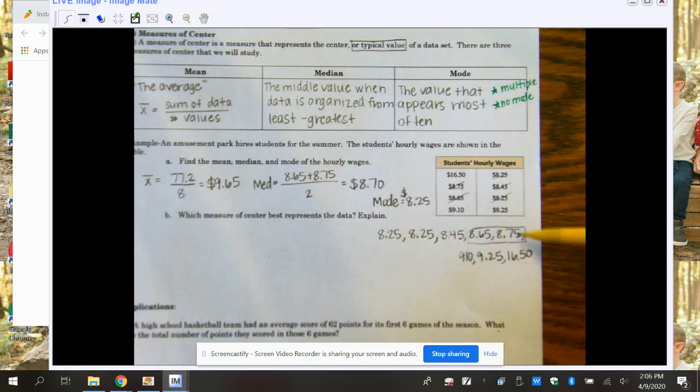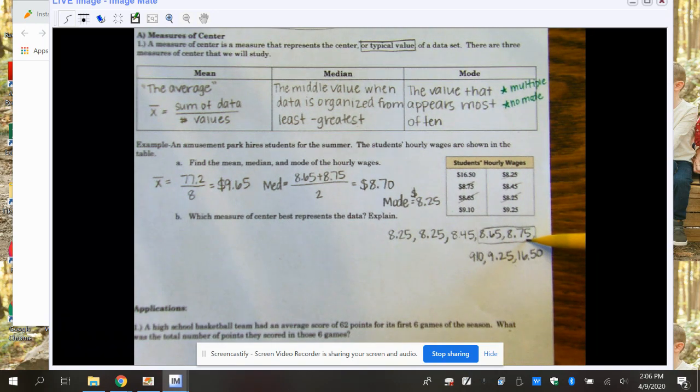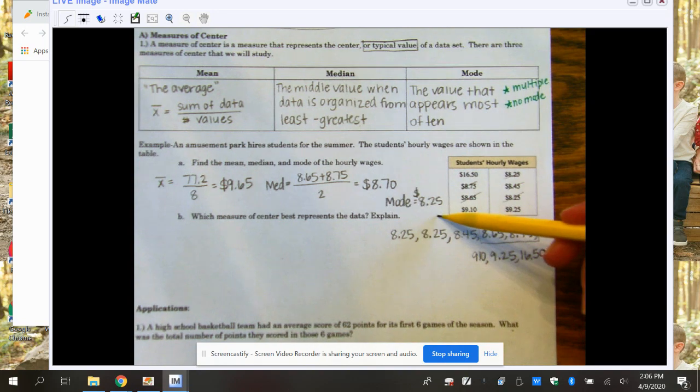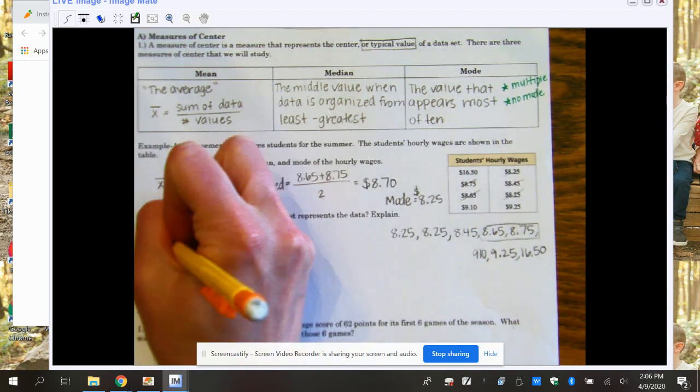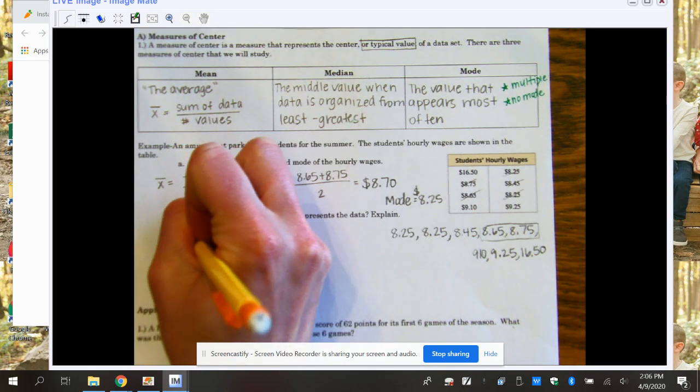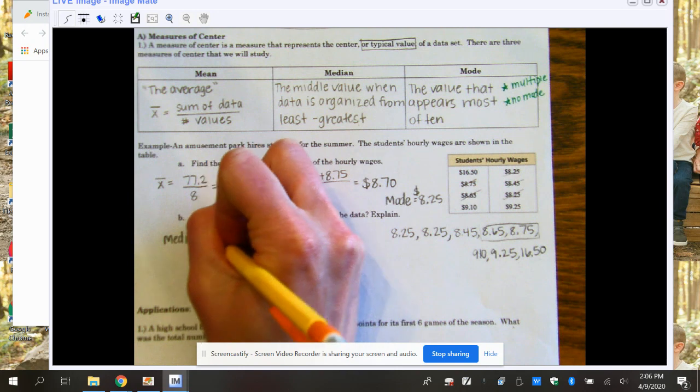The median is obviously going to be smack dab in the middle. The mode I wouldn't choose either, because the mode is the smallest value. And so the median is going to be your best representation because it's in the middle.